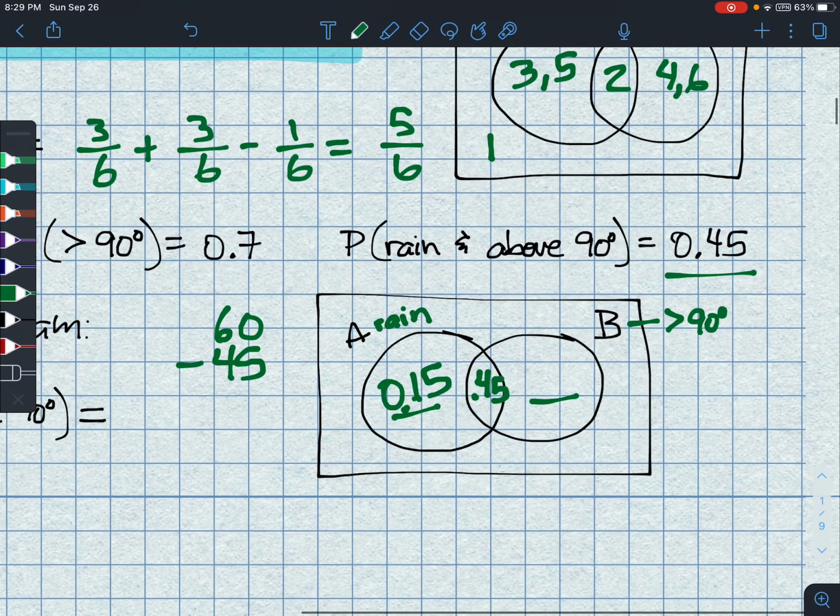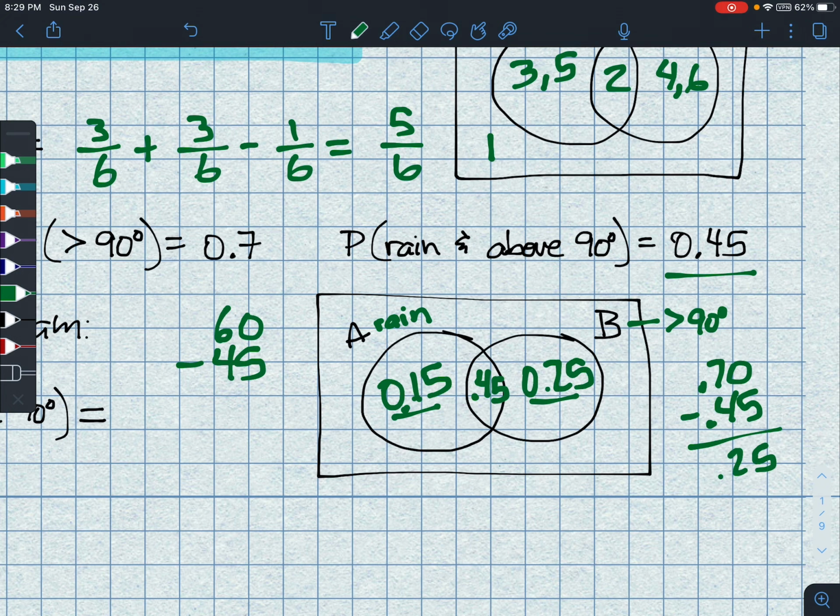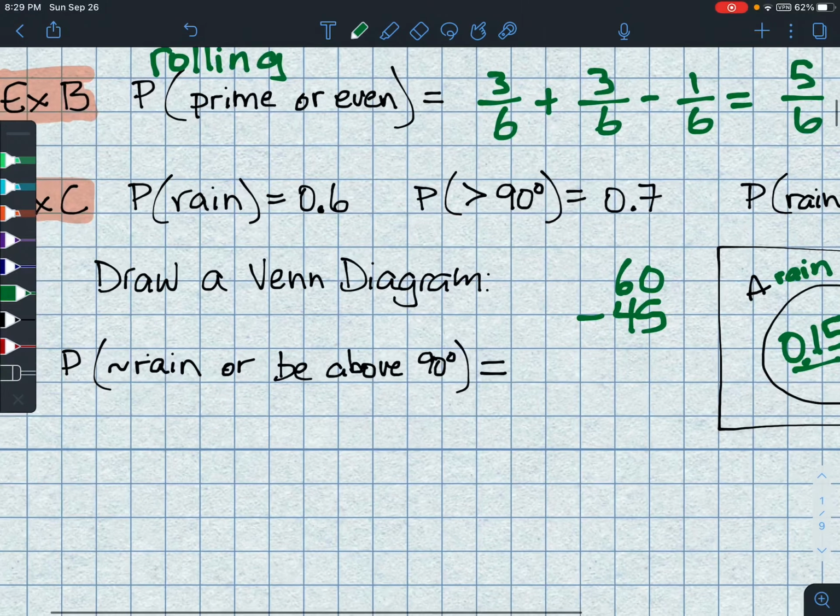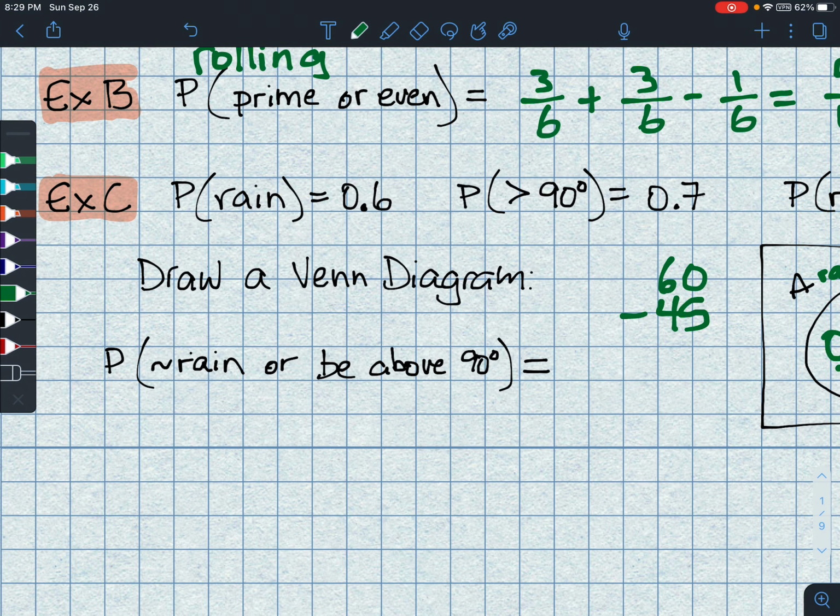Same thing on the over 90 degrees. I'm going to take 70%, subtract the 45, and there I get 25. So I know that just being greater than 90 degrees is 25%. Now I can answer questions, all sorts of questions.